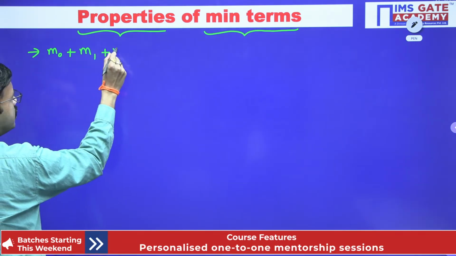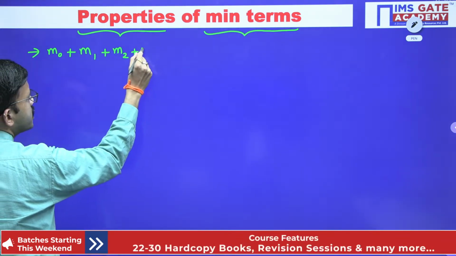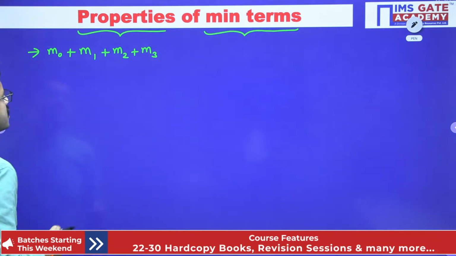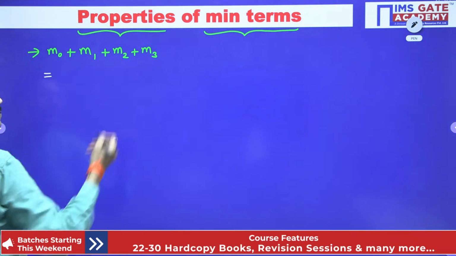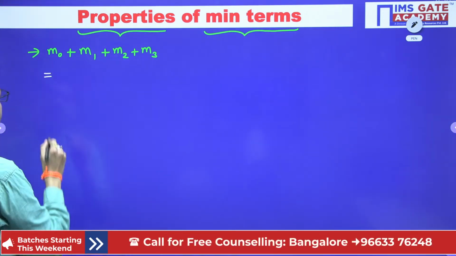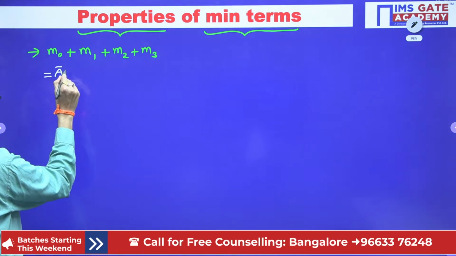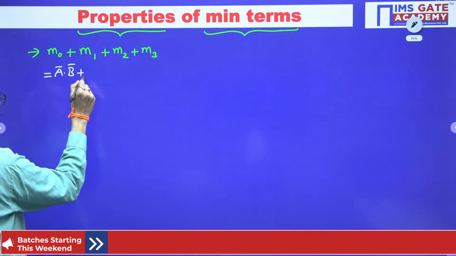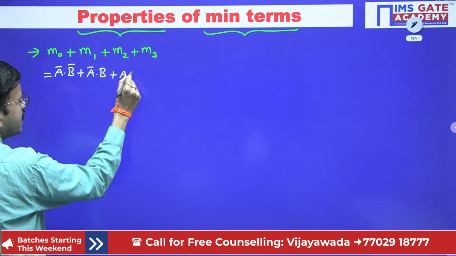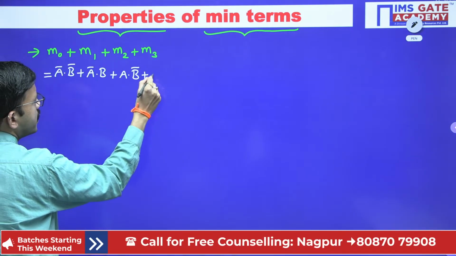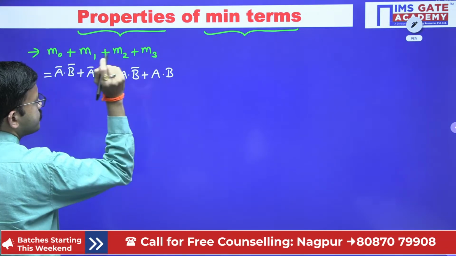So for two variables we got 4 min terms. Let us perform the addition of all the 4 min terms, m0, m1, m2, m3. Just represent each and every min term in terms of the variables. M0 is nothing but a bar b bar, M1 is nothing but a bar b, M2 is nothing but a b bar, and M3 is nothing but ab.